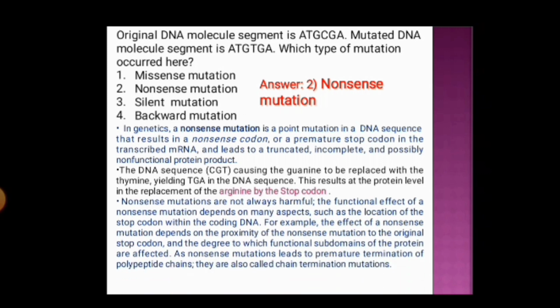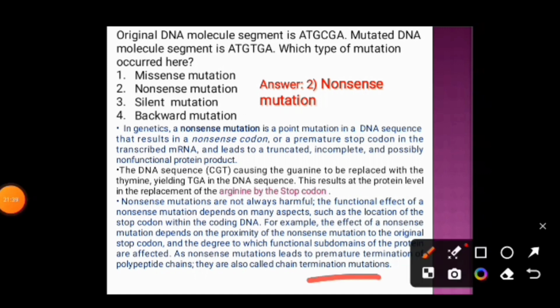Nonsense mutations are not always harmful. The functional effect of a nonsense mutation depends on many aspects, such as the location of the stop codon within the coding gene. For example, the effect depends on the proximity of the nonsense mutation to the original stop codon and the degree to which the functional subdomains of the protein are affected. As nonsense mutations lead to premature termination of the polypeptide chain, they are also known as termination mutations.